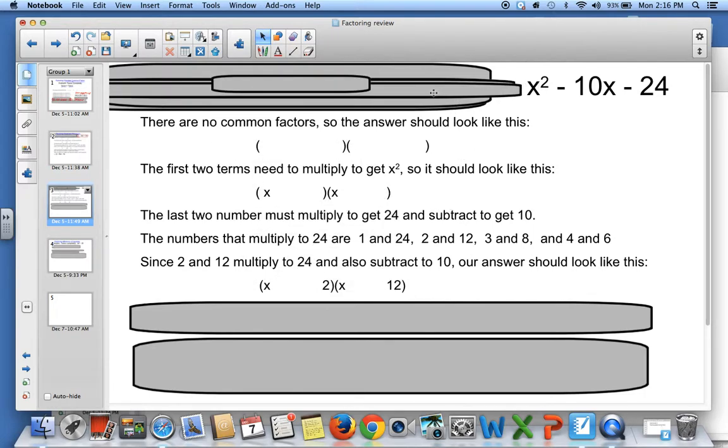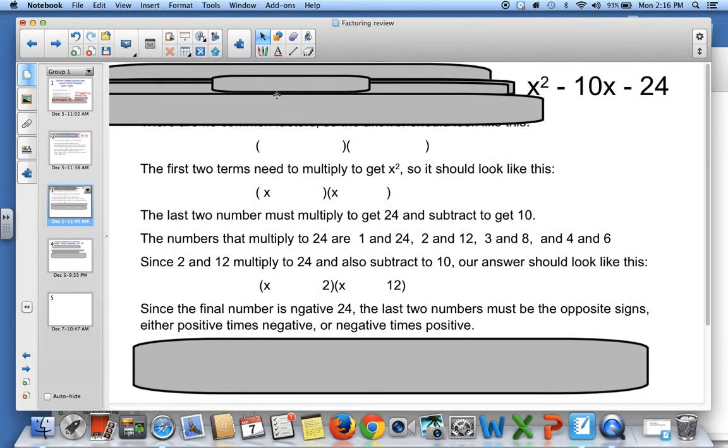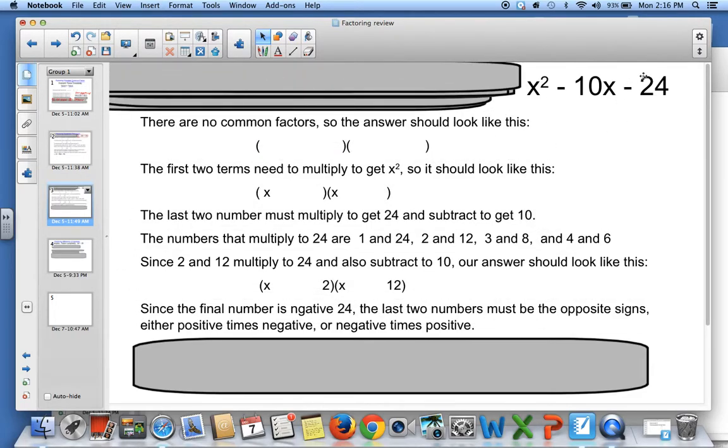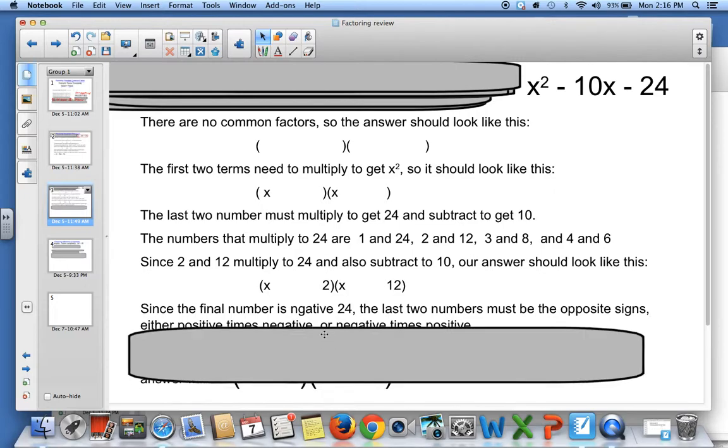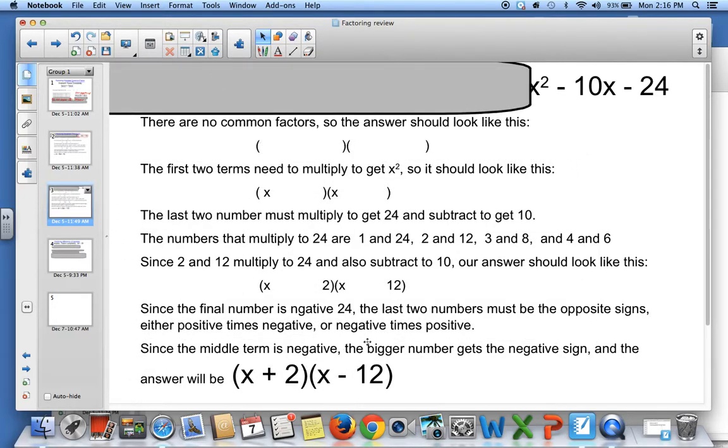And now I go through the similar process. It's a little different though, because this is a negative 24. Because that's a negative 24 right here, the last two numbers must have opposite signs, because to get a negative, I have to either have a positive times a negative or a negative times a positive. So it's either going to be plus and minus or minus and plus. And when that's the case, the middle term is negative, so the bigger number will get whatever sign happens to be here. So this is what would be here, because the bigger number is negative. The negative goes with the 12, and the 2 goes here.